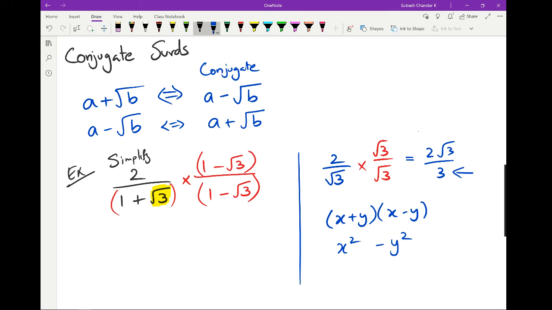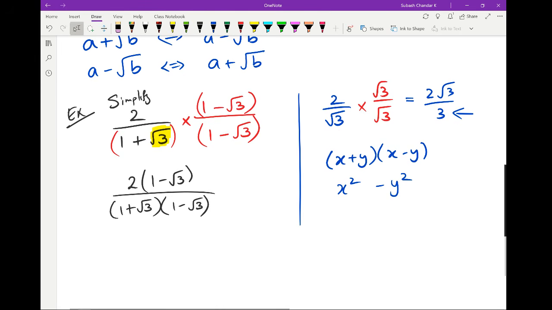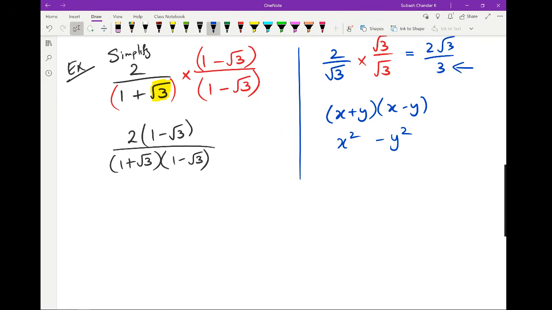So that means the numerator now is going to look like this: 2 times 1 minus root 3, and the denominator ends up being 1 plus root 3 times 1 minus root 3. Now I'm going to be honest, guys, the more practice you do in this, you actually skip out a lot of these steps later on because you just go, I know what I'm doing here. But I'm going to do the numerator first.